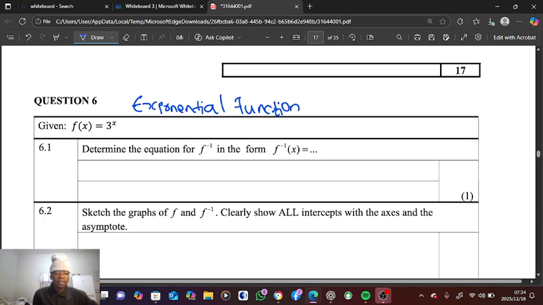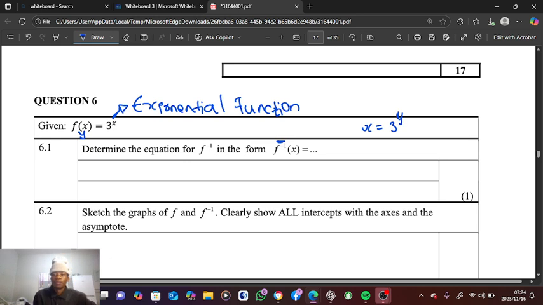They say f(x) is equal to 3 to the power of x. Whenever you hear to the power of x, just know that this is an exponential function. So they say determine the equation of the inverse of f in the form of f inverse of x. Whenever they say the inverse, we're going to interchange x and y. Wherever we see x, we put y, and where we see y, we put x. So we're going to have x is equal to 3 to the power of y.